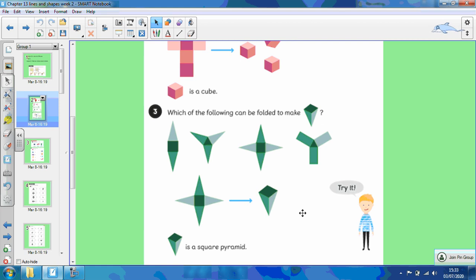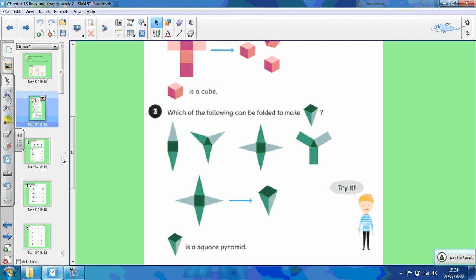Okay, so you should end up with something like this. The net that you've got looks a bit like this one. And this shape here is called a square-based pyramid. They call it a square pyramid, but we call it a square-based pyramid because when we stand it upright, it looks like a pyramid, like you might find in Egypt. But actually at the bottom, it has a square, so we call it square-based pyramid.